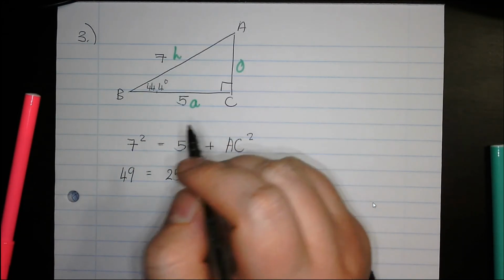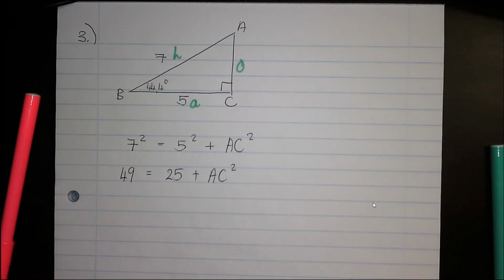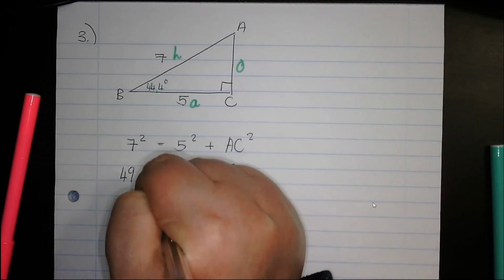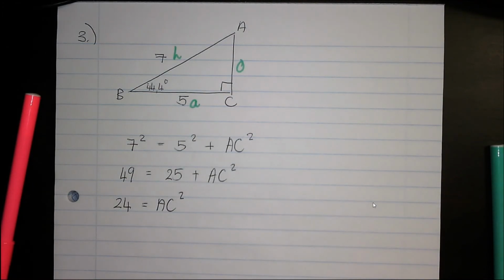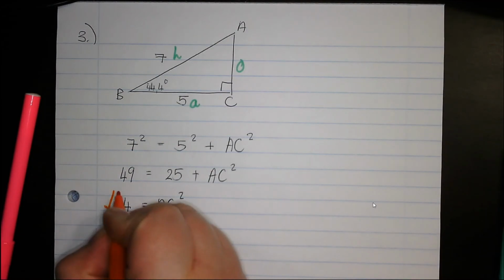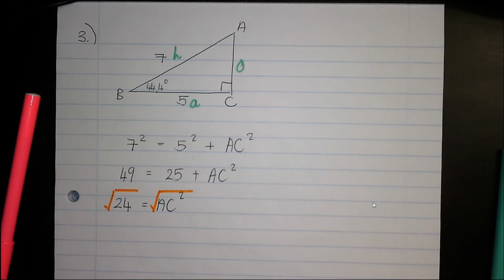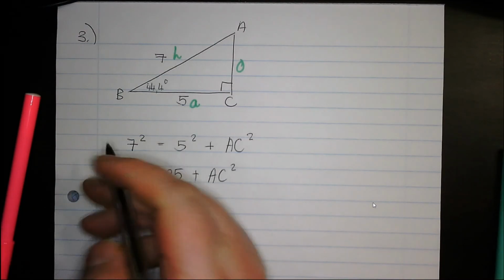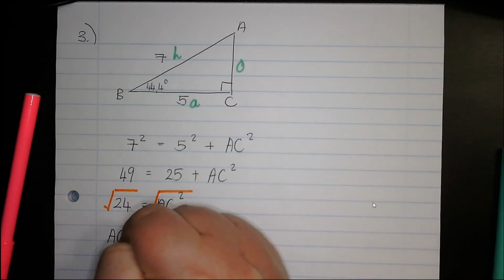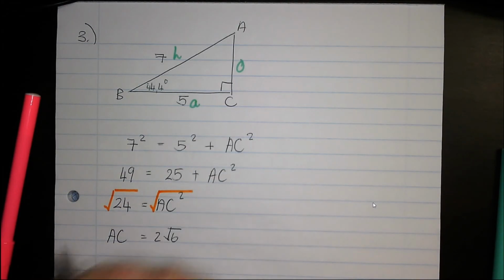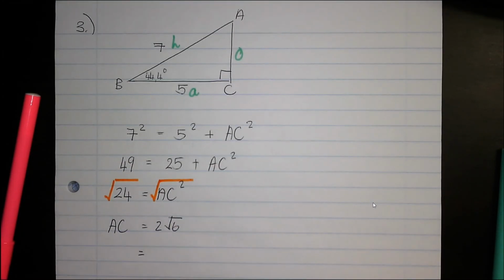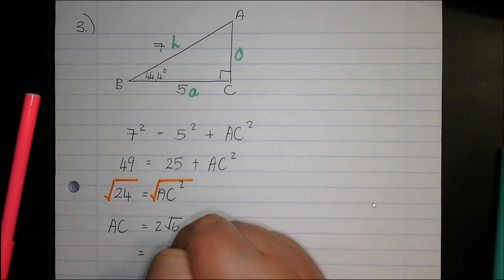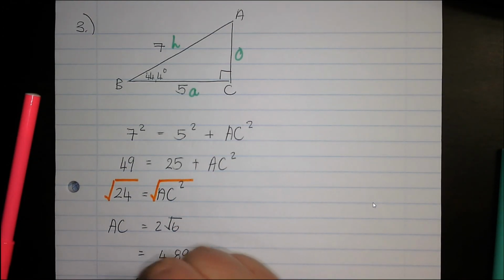You're going to say 49 minus 25, that's 24, equal to AC squared, and you're going to take the square root on both sides, and because we're working with lengths, this is definitely going to be positive, so it's going to be AC equal to 2 times the square root of 6, which is 4,89 blah blah blah, rounds off to 4,9 meters. Done.